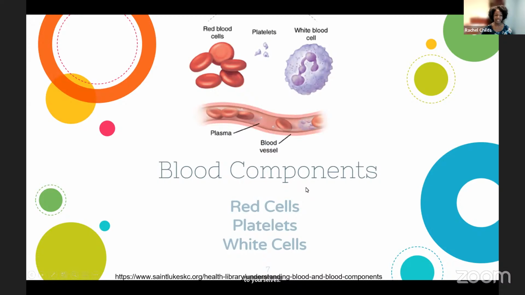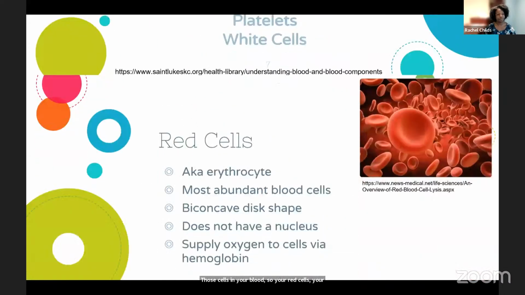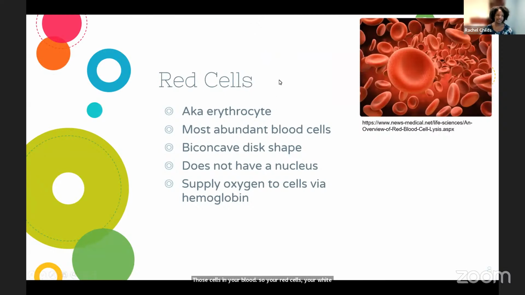Let's talk about those cells in your blood: your red cells, your white blood cells, and your platelets. First, your red cells, more scientifically termed erythrocytes. They are the most prevalent blood cells in your blood, of course. The red color you see comes from those red cells. They have a biconcave disc shape. In this picture, you can see how it has that concave dip in the red cell. That is the normal shape of your red cells in your blood.